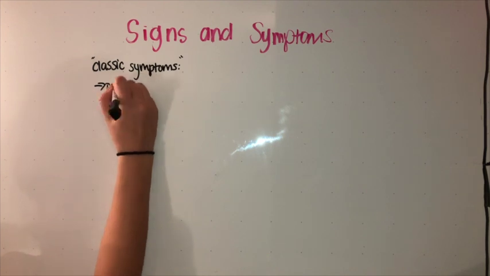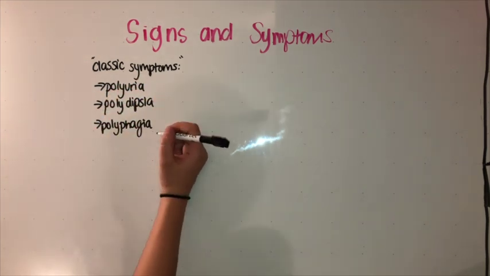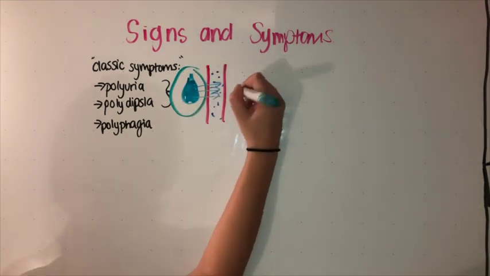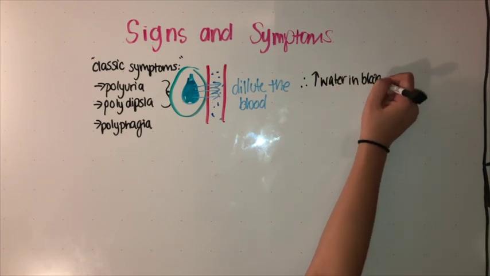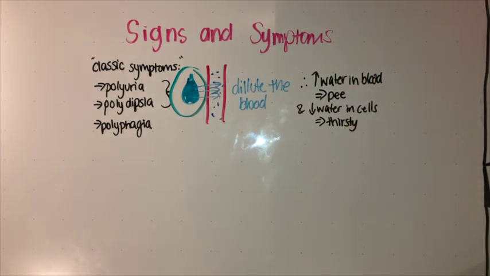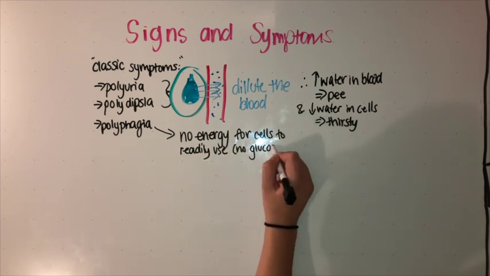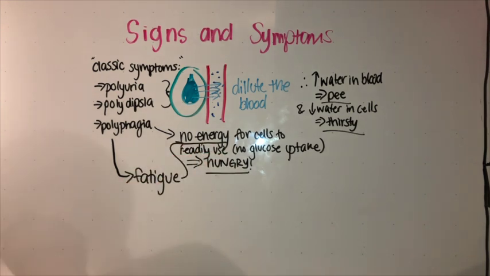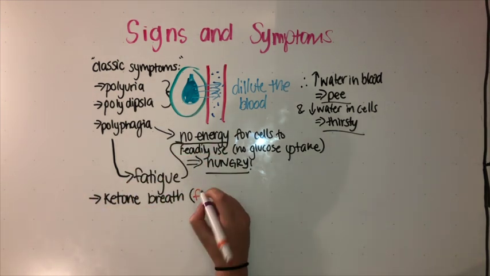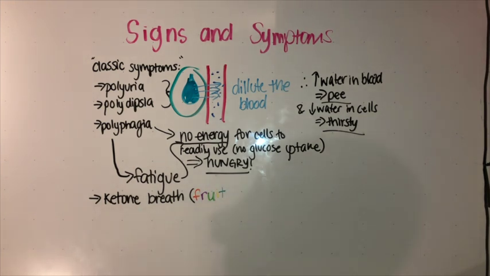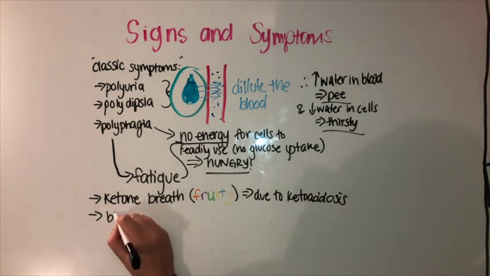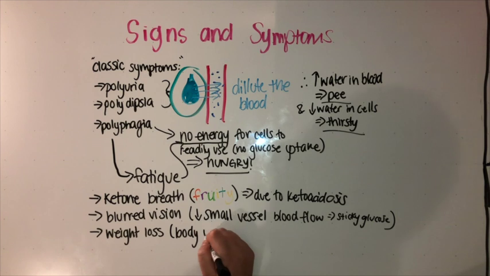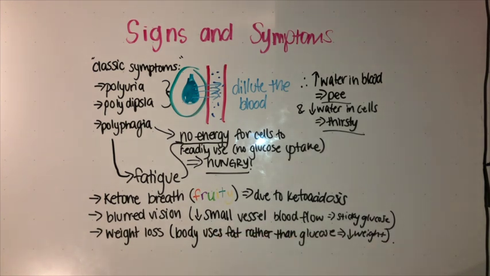So signs and symptoms of diabetes mellitus 1. So there's classic symptoms, which is polyuria, polydipsia, and polyphagia. So basically in polyuria and polydipsia, your cell is drawing water out of your cells to dilute the blood with all that glucose. So you're going to have to pee more because you have a higher blood volume and you're going to be more thirsty. You're going to have polyphagia because there's no energy for your cells to have, so it's going to drive your hunger. And that can also relate to fatigue because you have no energy. You also can have ketone breath, which is fruity breath, and that's due to diabetic ketoacidosis, blurred vision, which is due to retinopathy, and weight loss because your body uses fat rather than glucose as your main energy source.